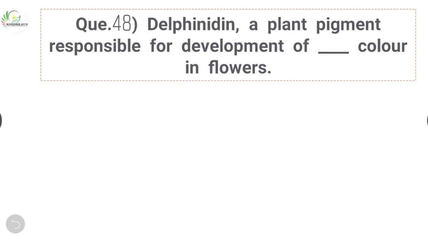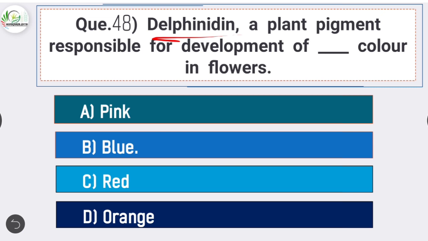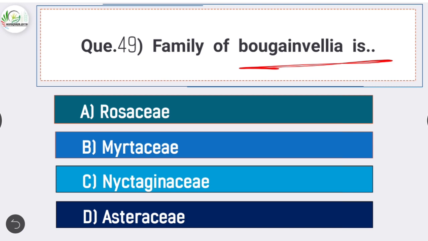Question number 48. Delphinidin, a plant pigment responsible for development of - color in flowers. Answer is option B, blue. Delphinidin is a plant pigment which is responsible for blue color in flowers. Question number 49. Family of Bougainvillea is? Answer is option C, Nyctaginaceae. The family of Bougainvillea is Nyctaginaceae.